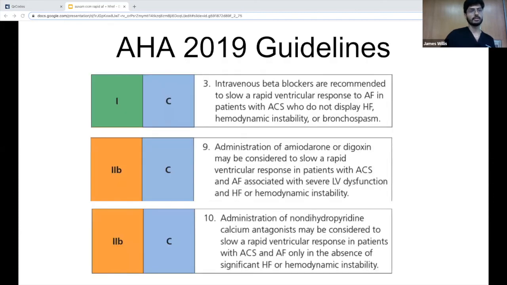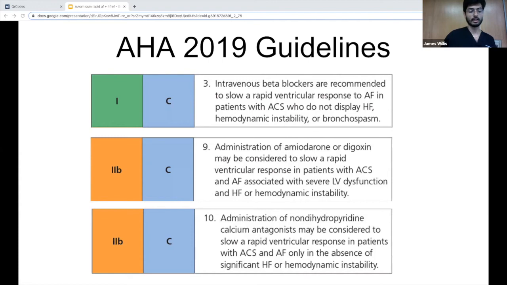So that's what you want to do. And these are your guidelines for different rate control agents. Beta blockade is grade 1C, but it's only supposed to be for people in rapid AFib who don't display heart failure or any kind of instability. Amiodarone and digoxin have 2B and grade C evidence. They're recommended for patients with severe LV dysfunction or who are unstable, but there's never been an RCT done to support this. There are even fewer case reports on amio and digoxin compared to metoprolol and diltiazem.